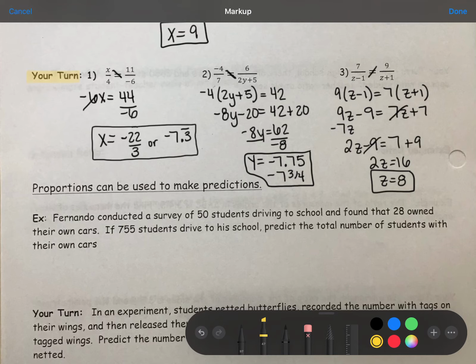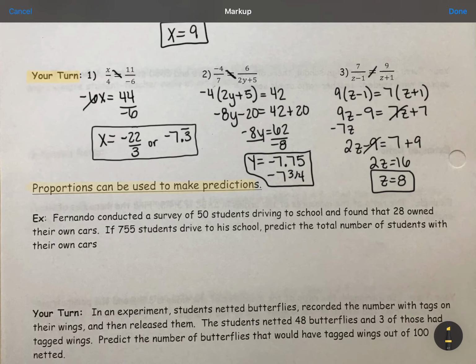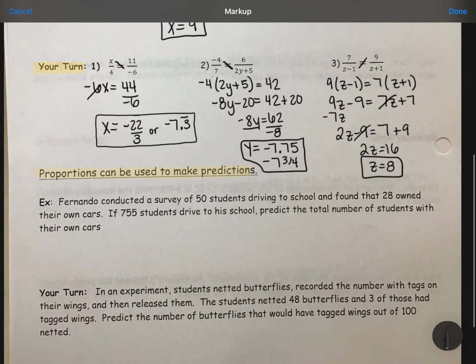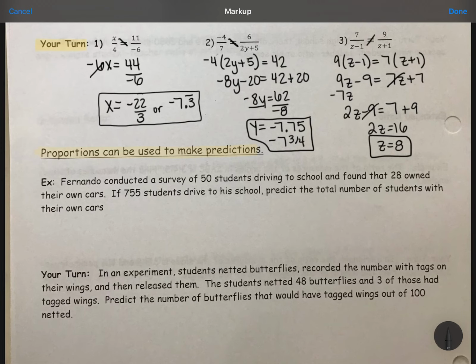And basically, they're just saying you've got a word problem, evaluate that word problem to figure out how many students own a car, for example, or how many wings on a butterfly are going to be tagged. All right, so Fernando conducted a survey of 50 students driving to school and found that 28 own their own cars. If 755 students drive to his school, predict the total number of students with their own cars.